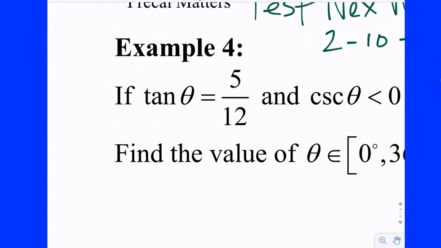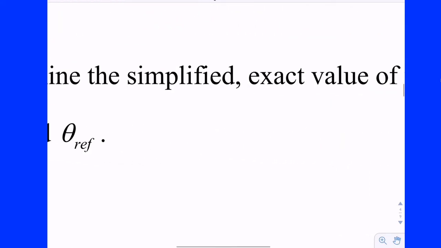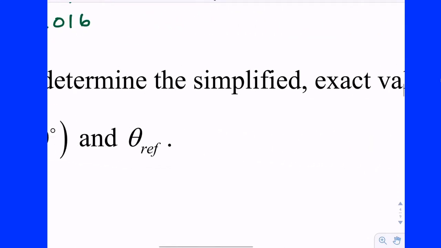So here's what this one says. If tangent of some unknown angle theta is 5/12, and cosecant of that same angle theta is less than 0. There's your two clues. Determine the simplified exact value of the other 5 trig functions.